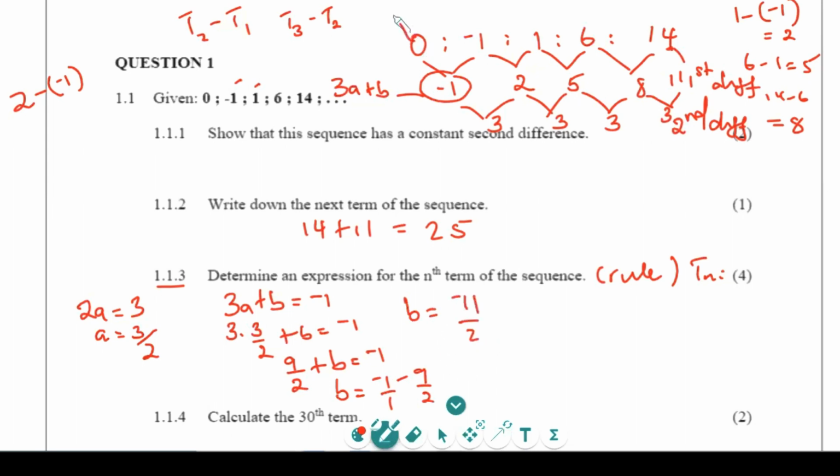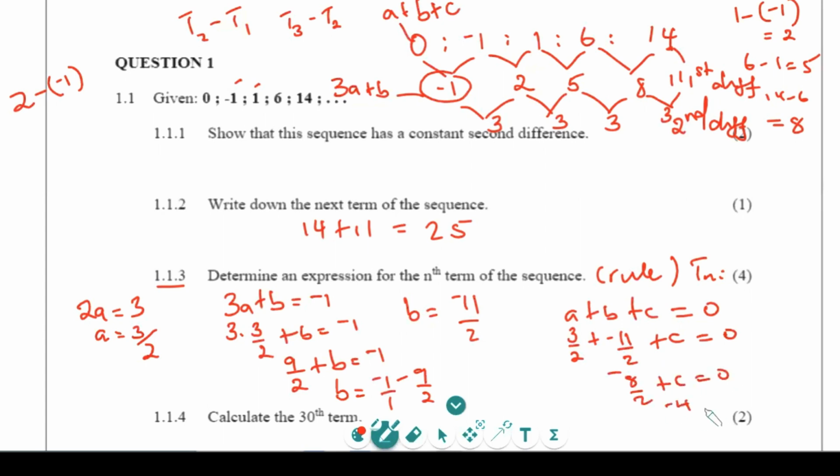And then my first term will represent a plus b plus c. So I'll say a plus b plus c must be equal to my first term, which is a 0. So our a is 3 over 2. Our b is -11 over 2 plus the c must give us a 0. So when I simplify this, since the denominators are the same, I know that 3 minus 11 is just -8 over 2 plus c is 0. We know that -8 over 2 is a -4 plus c will give us a 0. And then when we transpose the 4 to that side, it will become a positive. So c becomes a +4.